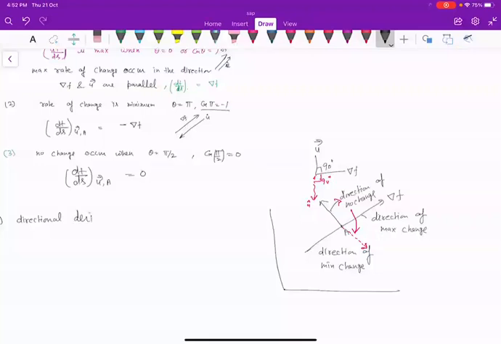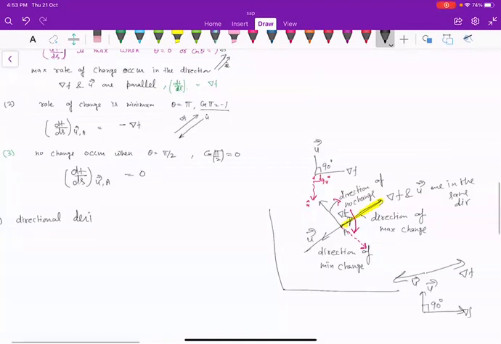Yeah, actually whenever del f and u are in the same direction, that is the direction of maximum change. Okay? And suppose del f is in this direction and u is in this direction, they are in opposite directions, that means they are opposing each other. Suppose this is del f and this is u. And if del f is in this direction, u is perpendicular to del f, at a 90-degree angle.